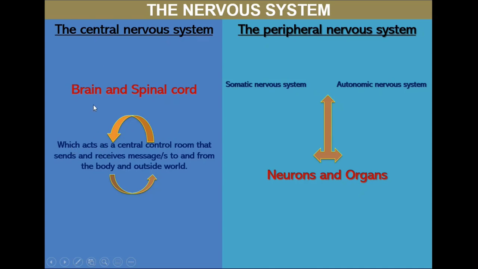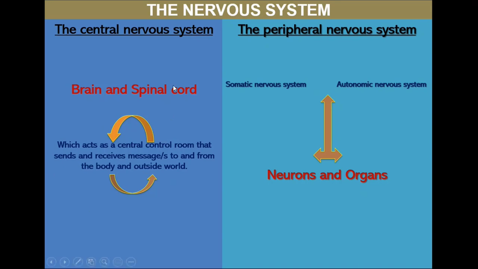They say the brain and spinal cord act as a central control room that sends and receives messages to and from the body and the outside world. They work together. Its responsibility is to send information from the inside as well as the outside of the body, working hand in hand. We will describe that as we go on.